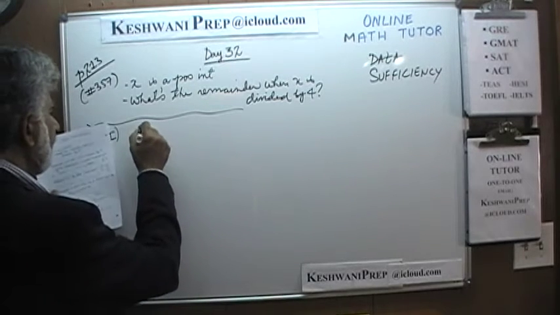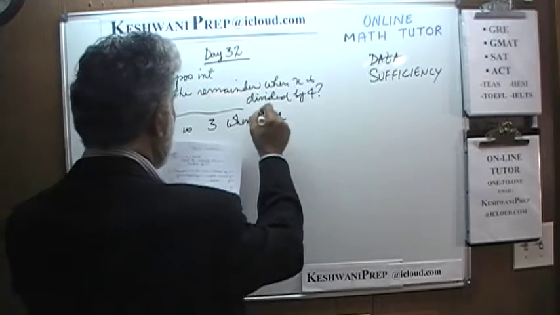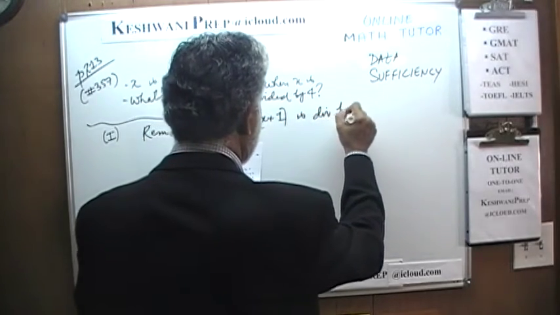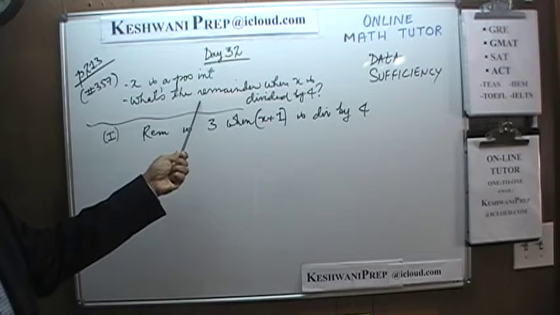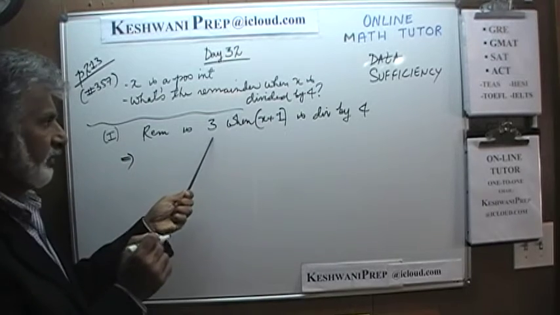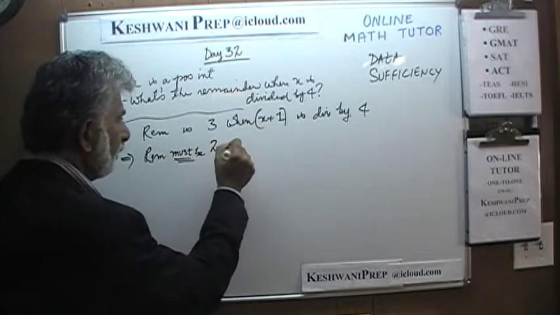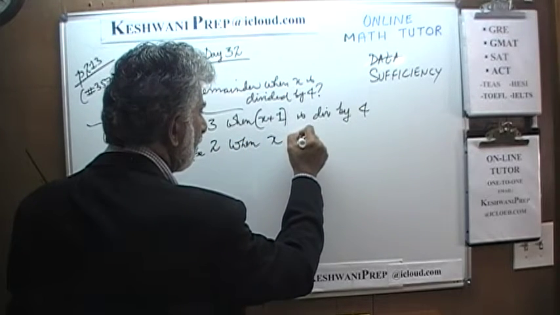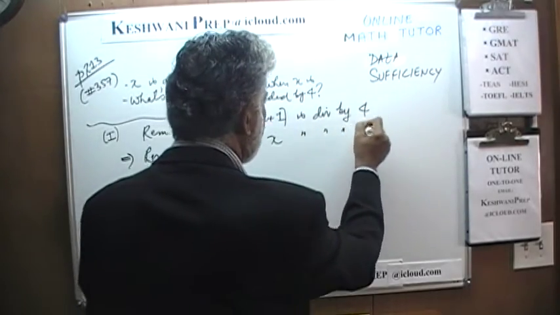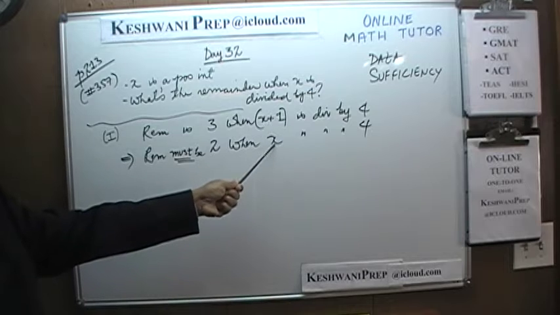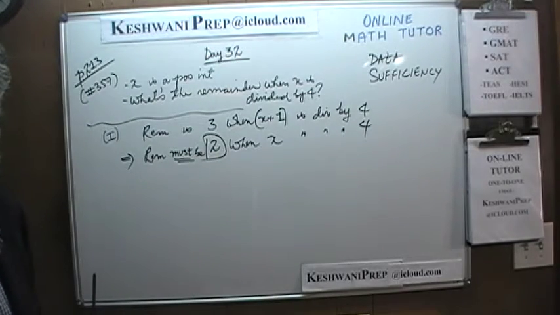The first statement tells us that the remainder is 3 when x plus 1 is divided by 4. So the question is, knowing that the remainder is 3 when x plus 1 is divided by 4, does it help us answer this question? And the answer is yes, because if the remainder is 3 when you divide x plus 1 by 4, then the remainder must be 2 when we simply divide x by 4, because it's just one less than that. If x plus 1 gives us a remainder of 3, then x divided by 4 should give us a remainder of 2. There is no doubt about it, which means the first statement by itself is quite enough.